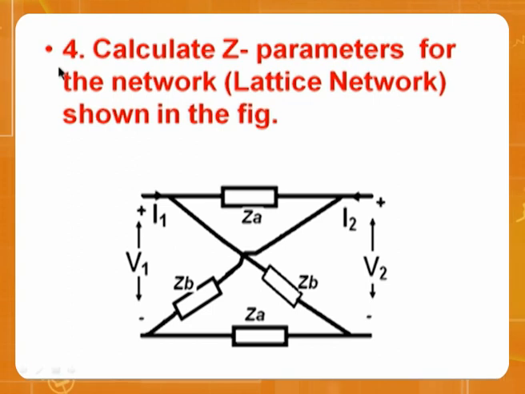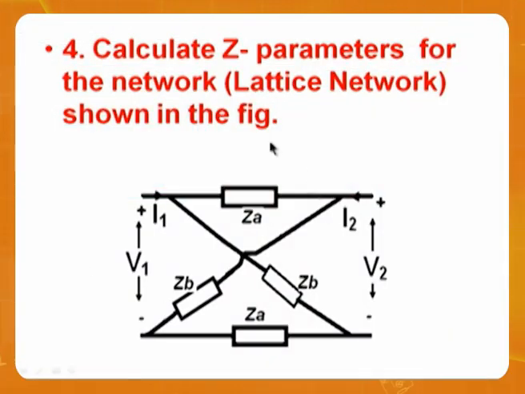Question number 4. This is definitely a peculiar question. Calculate Z parameters for the network, and that network is called a lattice network, shown in the figure: ZA, ZA, ZB, ZB. This is a two-port network.